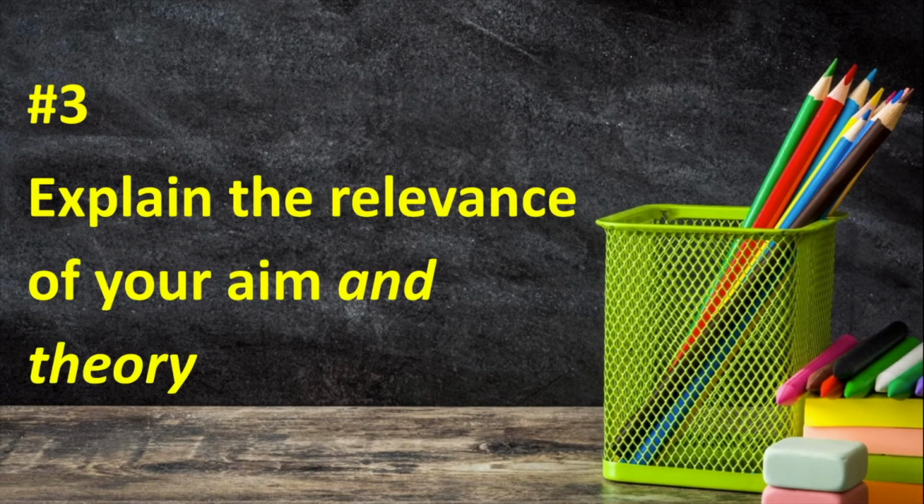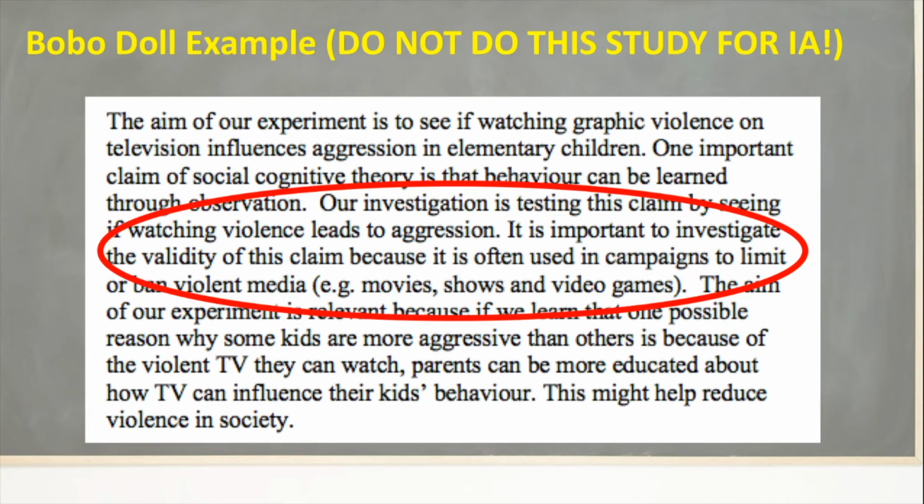The third way you can link your study to the background theory is to explain the relevance of your aim. Now, that's something that is stated in the rubric that you must do. But you could also state the relevance of your theory. And let's have a look at what that looks like.